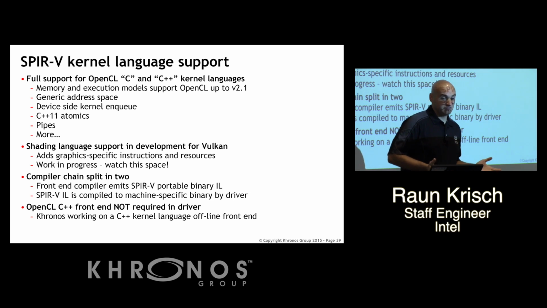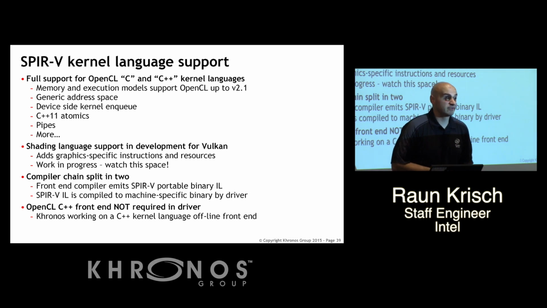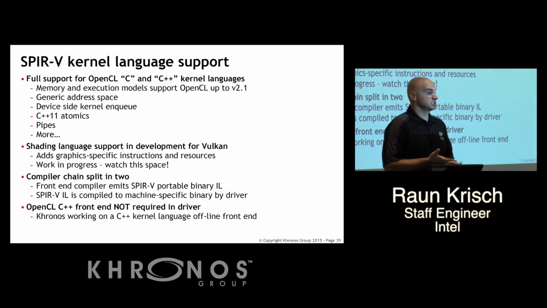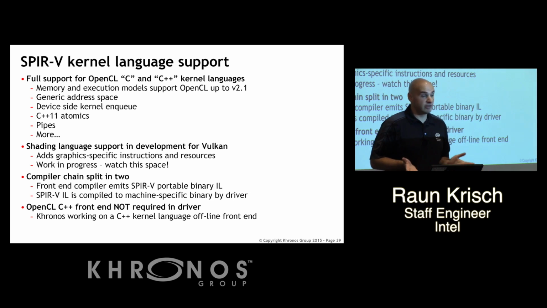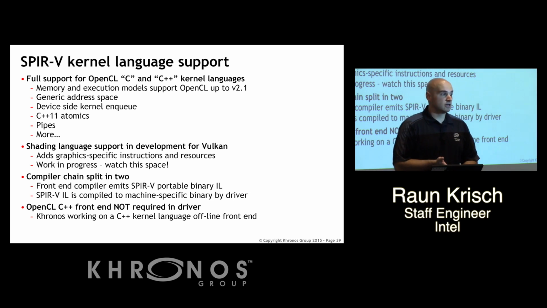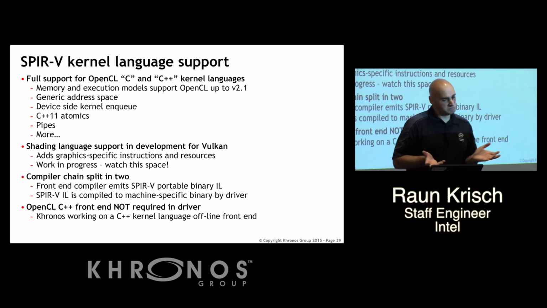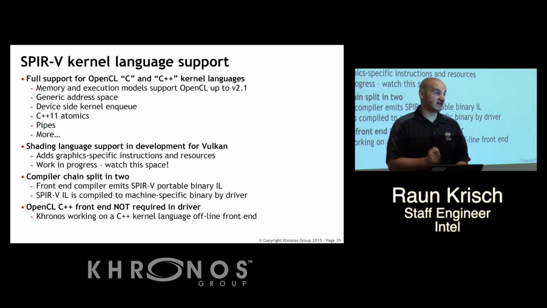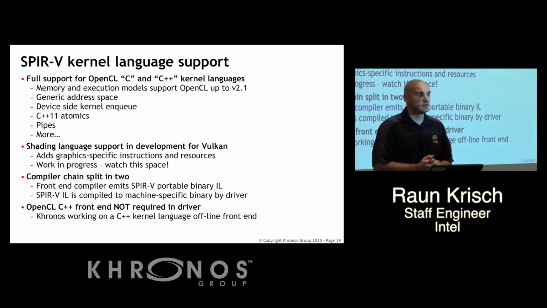So SPIR-V fully supports OpenCL C and C++, and everything you can do in OpenCL C and C++. So generic address space, atomics, images, pipes, all these things we love about this OpenCL programming language, they're native in SPIR-V. Right? We're not trying to shove support into an existing framework like we did with LLVM. These are all native types. You want an image in SPIR-V, we have an image type. You want a pipe in SPIR-V, we have a pipe type.